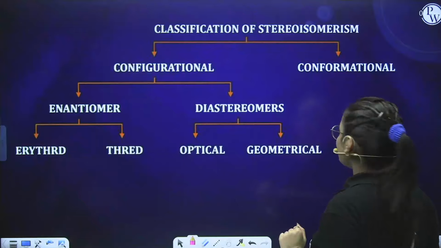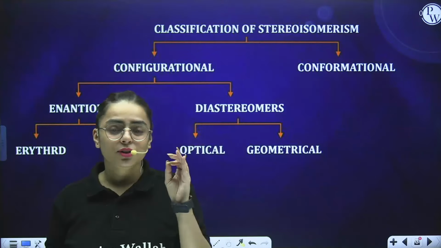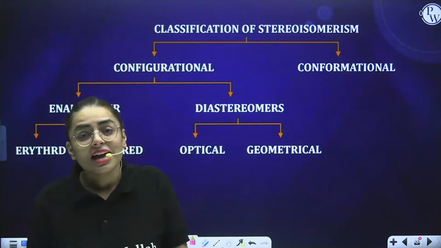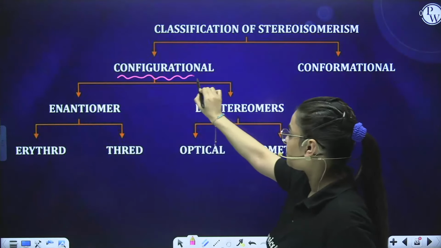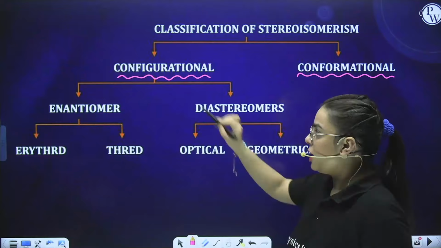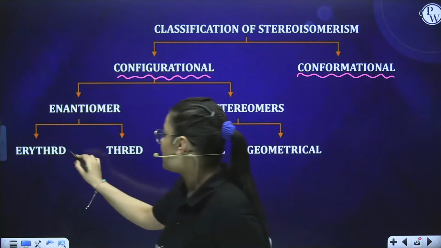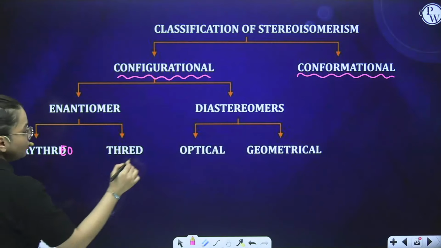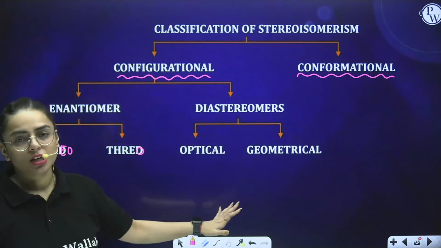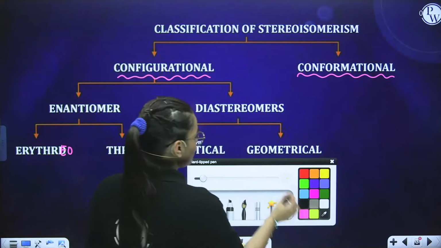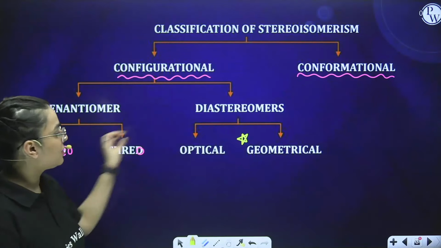Now, students, moving to the classification of stereoisomers. When I classified isomerism, I just directly wrote optical and geometrical. But if I have to classify into further categories, stereoisomerism can be classified into configurational and conformational. Now, configurational is further classified into enantiomers and diastereomers. Enantiomers are further classified into erythro and threo, and diastereomers are further classified into optical and geometrical. So first of all, what we are going to study right now is geometrical isomerism. Then we will move forward towards the optical. Once you get these terms, these are nothing in front of you, right?